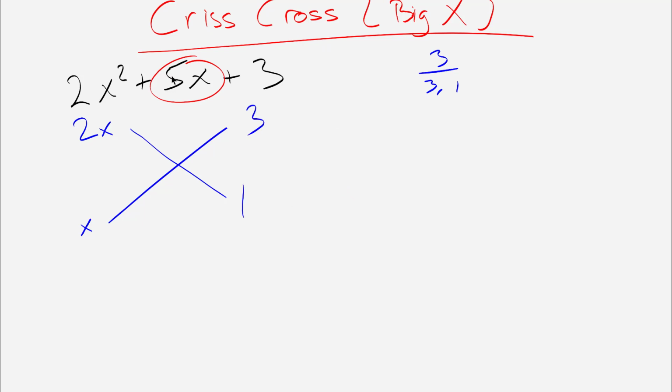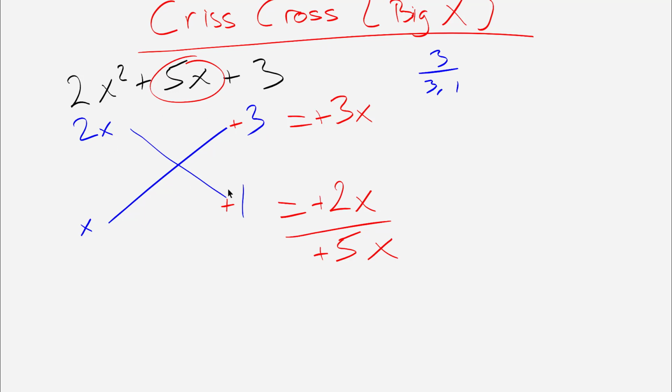Now, 2x times the 1 is going to be 2x. X times the 3 is going to be 3x. And when we add those, we get 5x. In this case, everything is a plus because we have all pluses in the question. So that's a plus, that's a plus, that's a plus. So in order for that to be a plus 3x, this needs to be a plus 3. In order for that to be a plus 2x, this needs to be a plus 1.